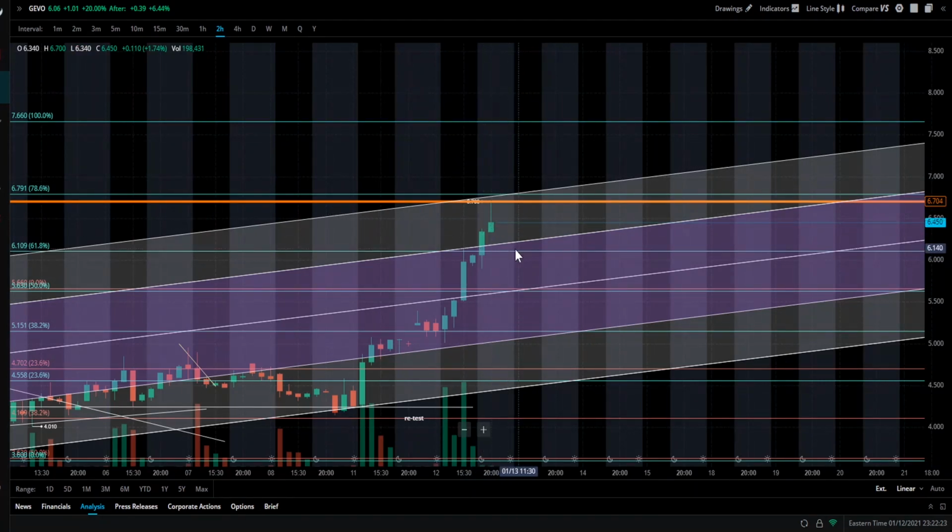Now, if we pull back, I will be looking at the 6.1. If this one holds, then we probably bounce back and go up, or if it doesn't hold, then we are going to drop to the 50% at the 5.63.